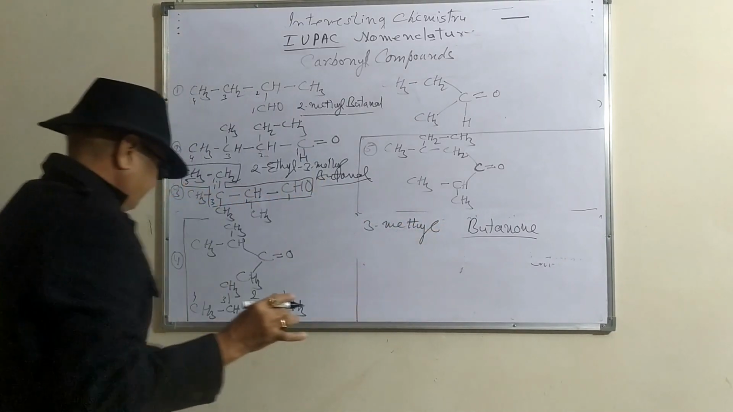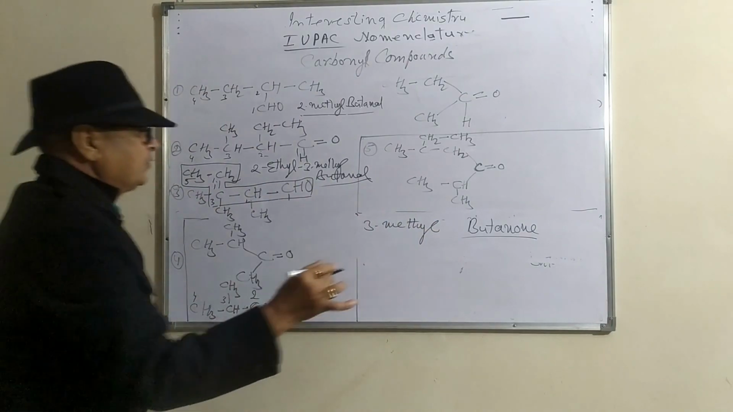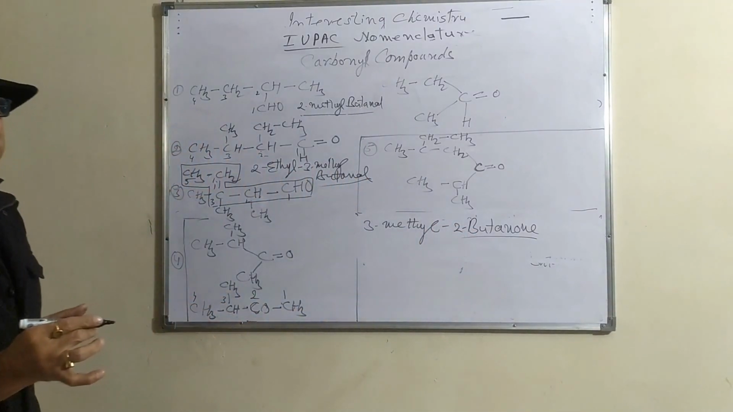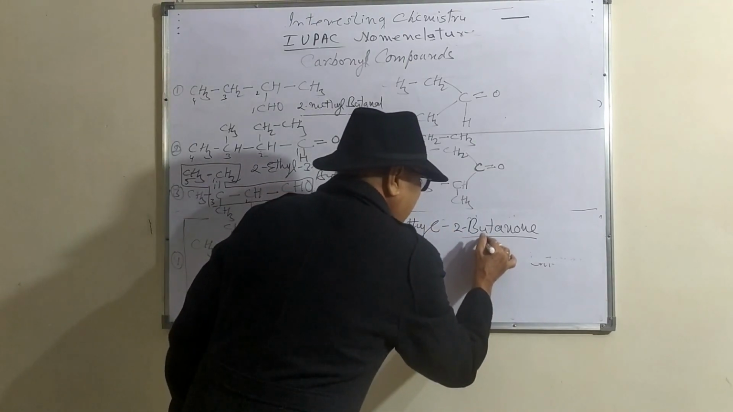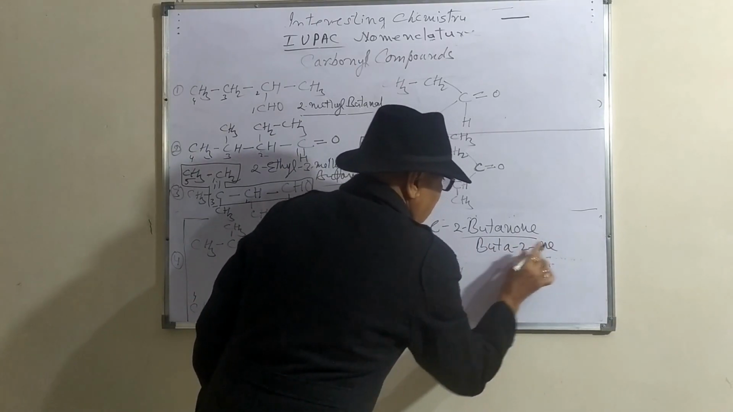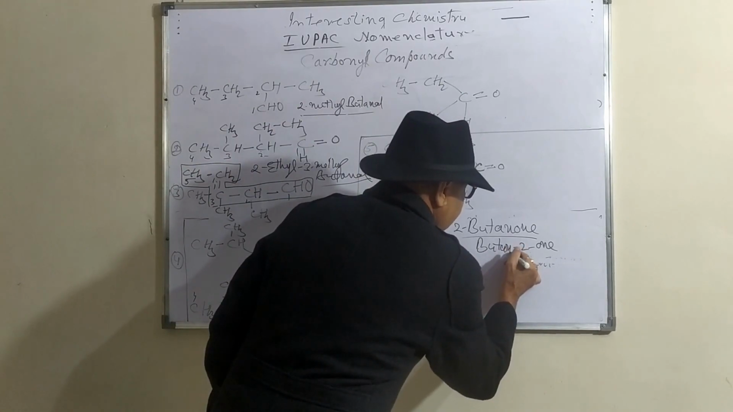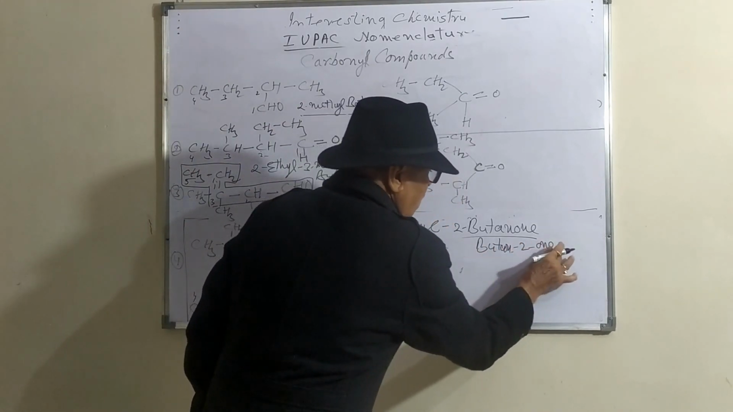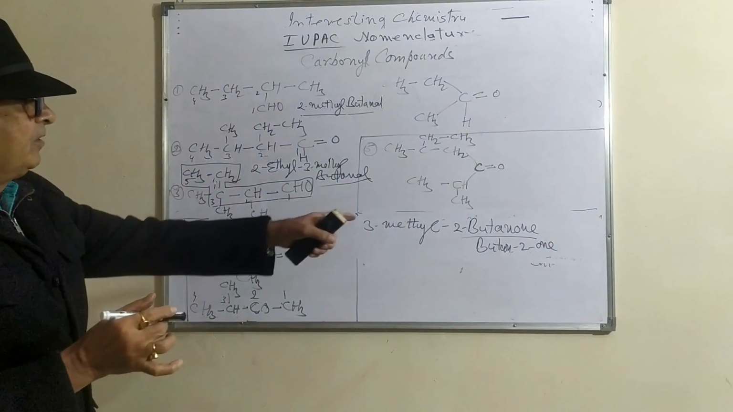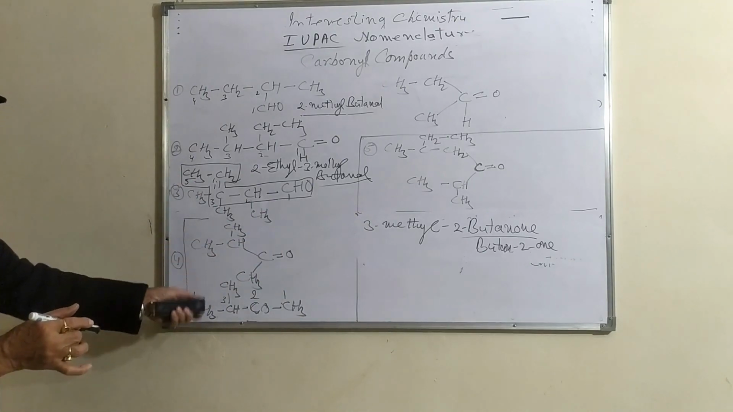3-methyl. And where is the -on? The -on is on the 2 carbon. So here you will write 2-butanol. Or you can write in the same way, butan-2-one. So this is the method of how we write the name of this structure.